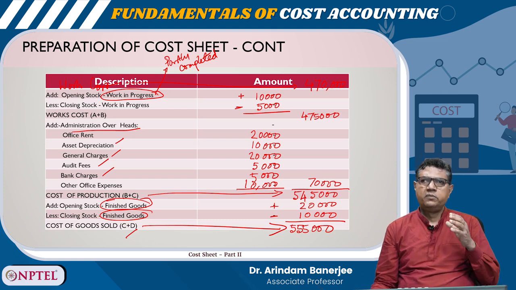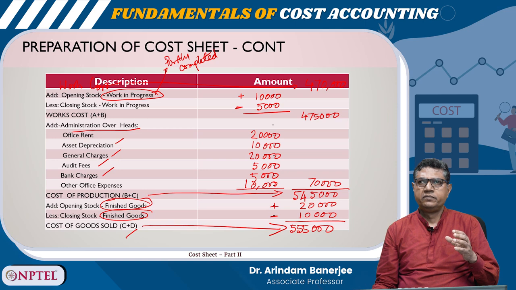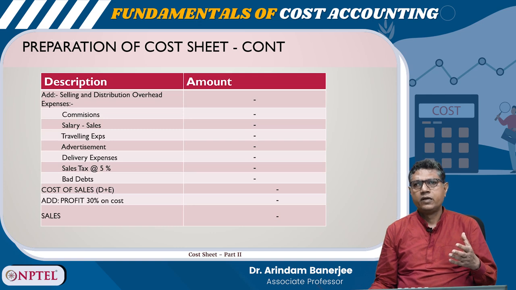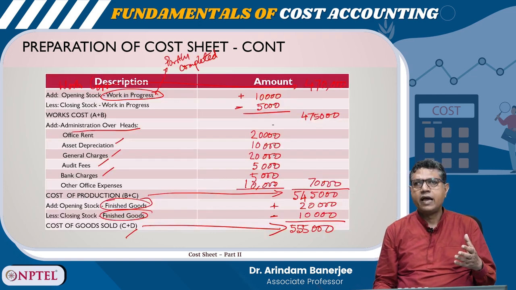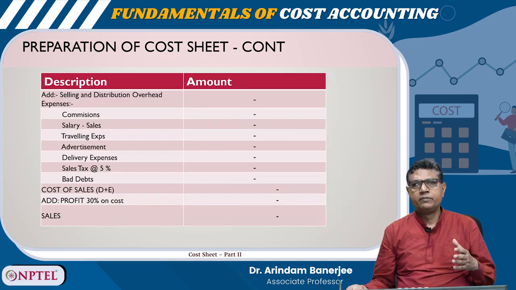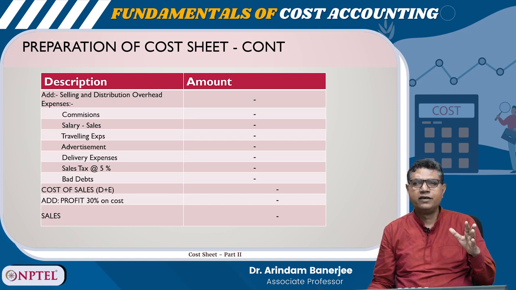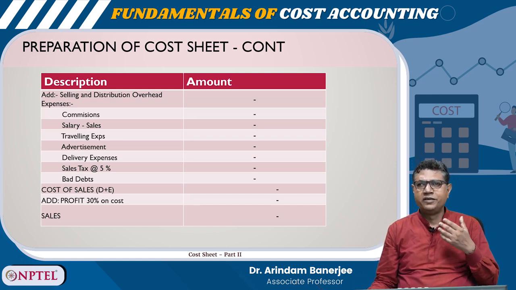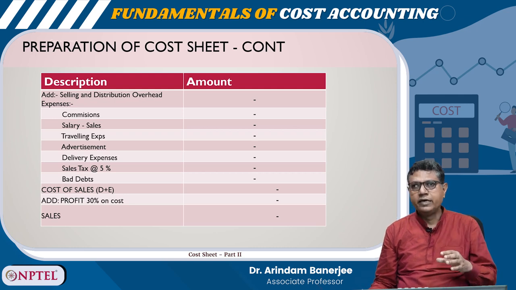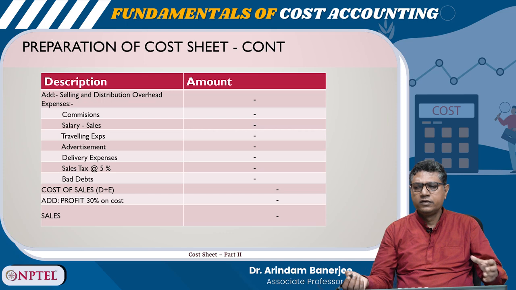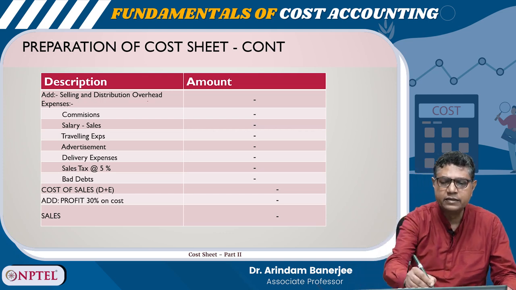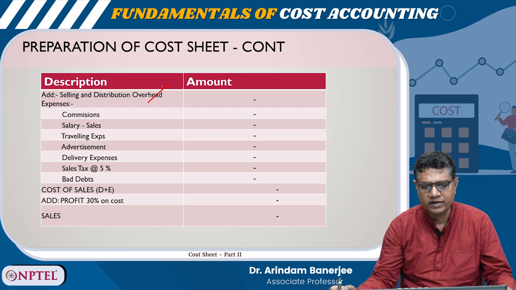So, this is the process of calculating the unit cost of a product. Now, once you arrive at the cost of goods sold, your production is complete, and your finished goods are ready for dispatch in your factory. So, next you will add the selling and distribution overheads over it.